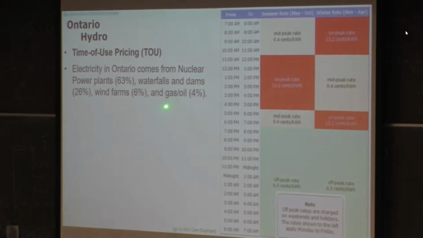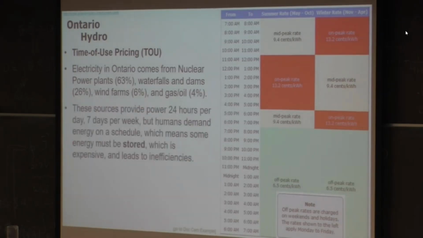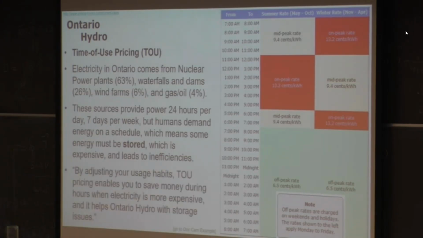And then fossil fuels make up the remaining 4% of our energy. You can certainly turn the gas plants on or off, but you can't really just turn off your nuclear generator. It's going, and certainly you can't turn off Niagara Falls, so they're going 24/7. But humans use energy on a weekly and daily schedule. So I think Ontario Hydro has to store the energy in batteries somehow and then give it back to us. I think that's the reason they say this on their website.